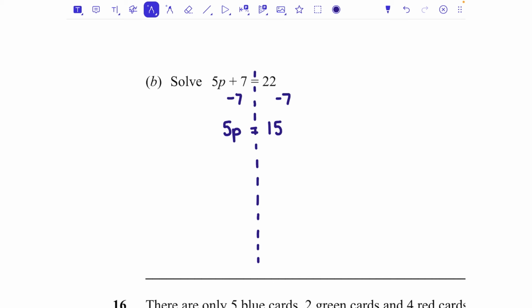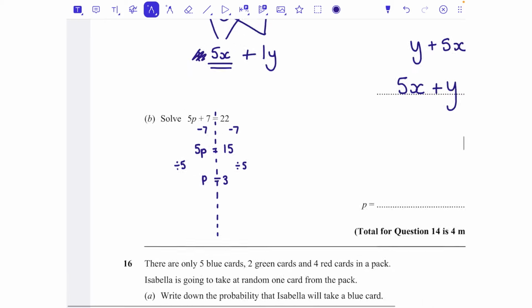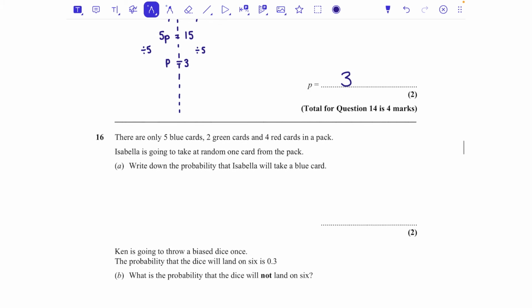Okay, if 5 lots of p is 15, I don't want 5 lots of p. When we are solving, you are always just working out the value of the letter. So I'm going to divide this side by 5. I don't want 5 lots of p, I just want 1 lot of p. So dividing by 5 and also dividing this side by 5, p is equal to 3, and that would be your answer. And you can always substitute it back in and check. So 5 times 3 is 15, add 7, yes, that makes 22, so we're happy we've got that correct.